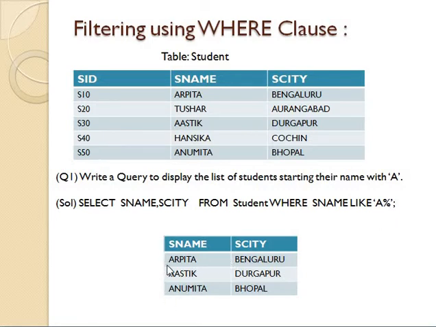That's why in the output table you have Arpita, Astik and Anumita as the list of the student names along with their city, which is Bangalore for the student Arpita, Durgapur for the student Astik and Bhopal for the student Anumita. These corresponding cities for these students, you can find from this table, and the output is exactly like this.